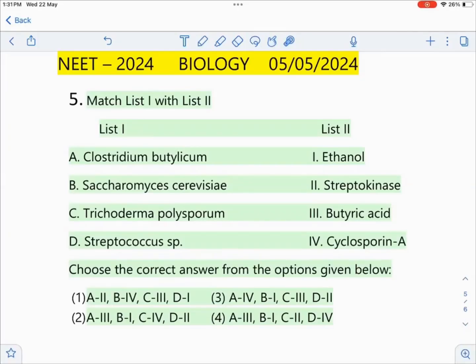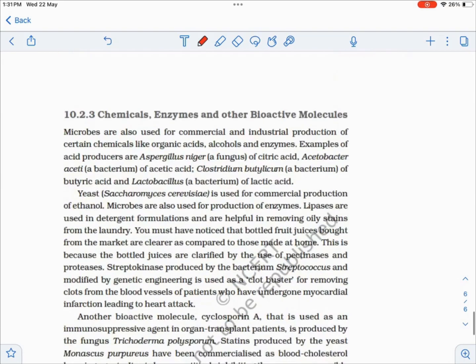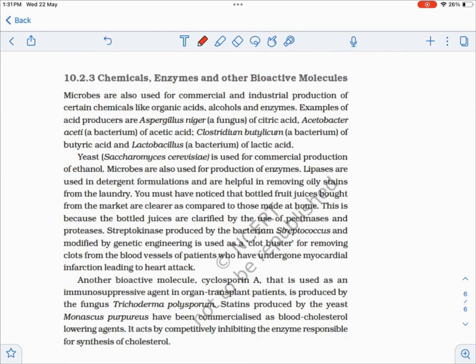Biology NEET 2024, match the following. A, Clostridium butylicum, and it belongs to option 3, butyric acid. It is a bacteria. Now coming to B, Saccharomyces cerevisiae, it is answer 1, ethanol, and it is a yeast. Now coming to C, Trichoderma polysporum, it is option 4, cyclosporin A, and it acts as an immunosuppressant for kidney transplant patients. D, Streptococcus, answer is streptokinase, and it is used as a clot buster in cases of heart attacks.